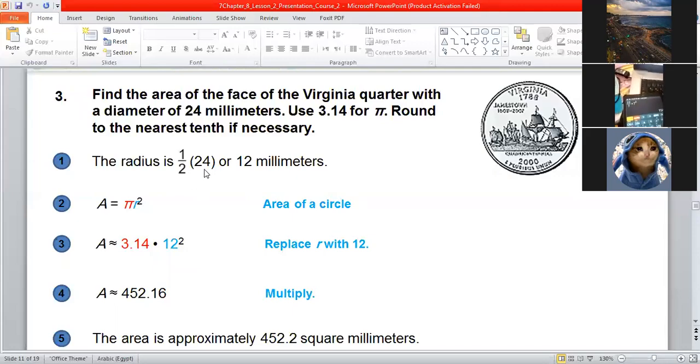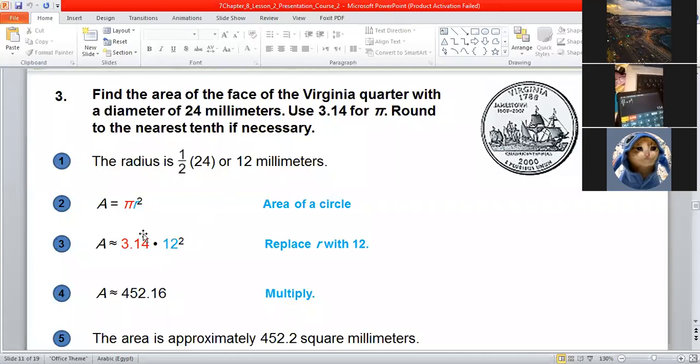Excellent. So if the diameter is 24 and I need half of this, like half of the day, which is 24 hours, what do we do, my friend? I will divide this number over 2. So 24 over 2 is equal to 12. So we have the radius now, 12.